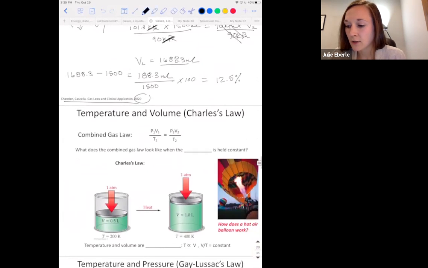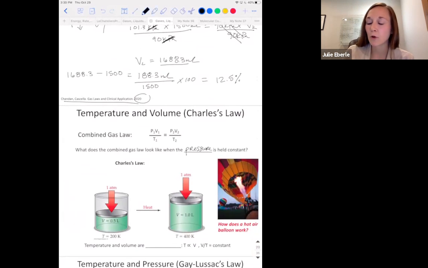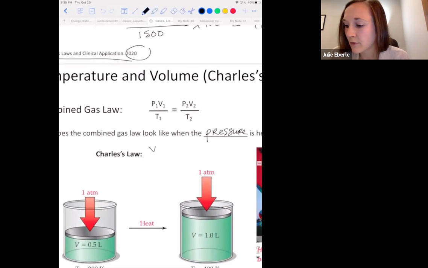Next law, though, Charles' law, relates temperature and volume. Okay, so here we're keeping what constant? We're keeping pressure constant. Okay, so what does it look like when we hold pressure constant? We literally delete pressure out of the equation, and we end up with V1 over T1 equals V2 over T2. That's Charles' law.